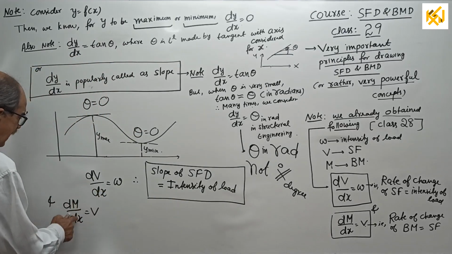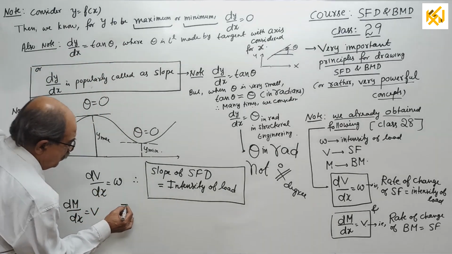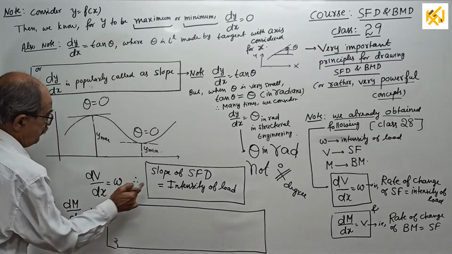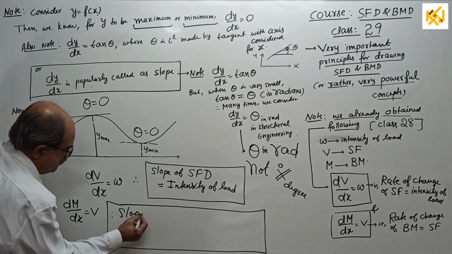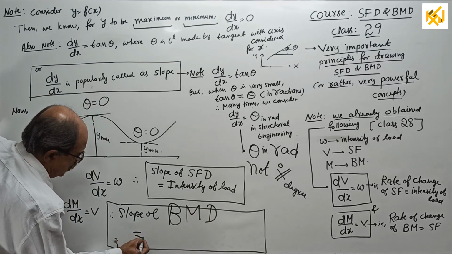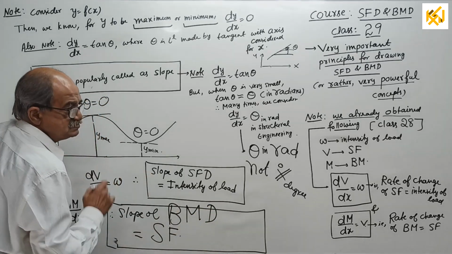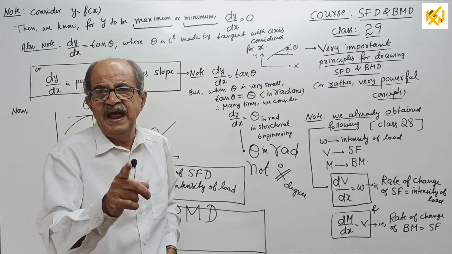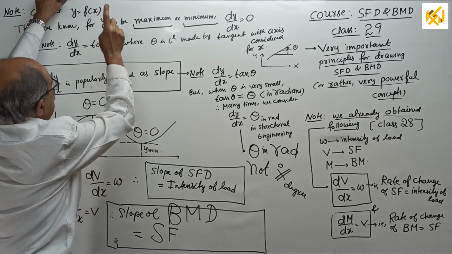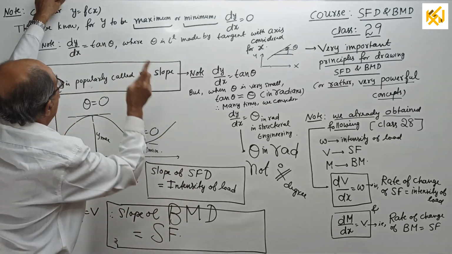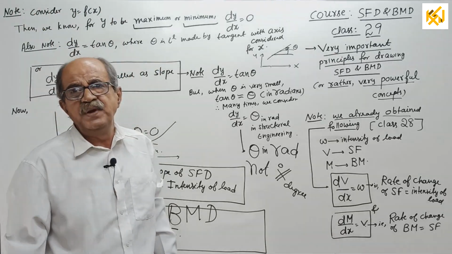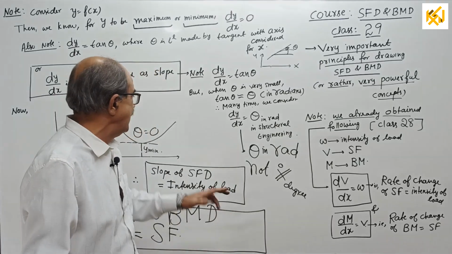See, dm by dx equal to V. Therefore, furthermore, more powerful. See, I will put it here. Therefore, slope of BMD is equal to shear force. So, I will once again highlight it for you. Remember, for y to be maximum, one more thing I will put down. For y to be maximum, dy by dx equal to 0. Actually, for y to be not only maximum or minimum. Same way here, I will come to it later.